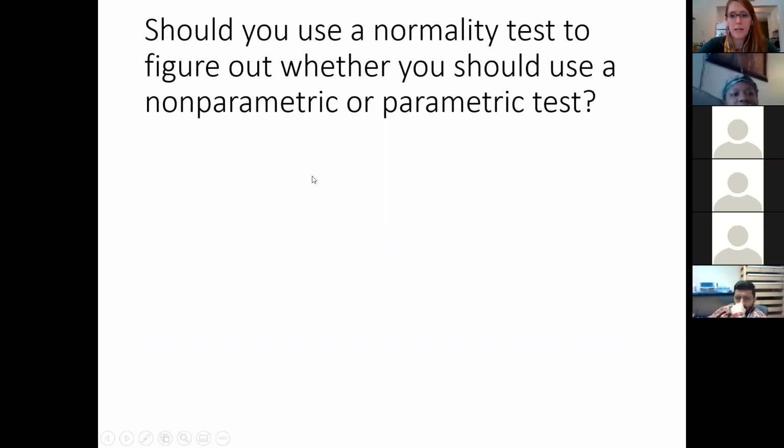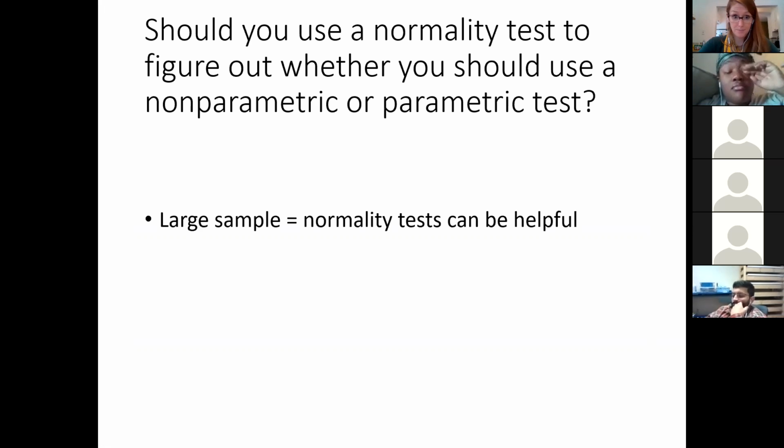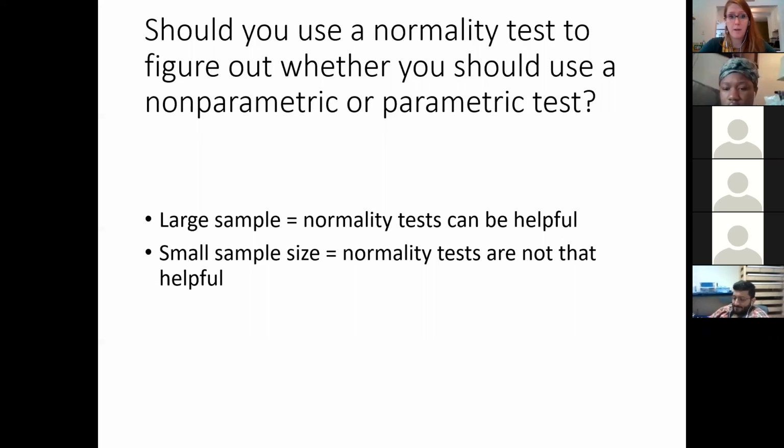Okay, so going back to what we learned in the beginning, we talked about normality tests, right? So should you use a normality test to figure out whether you should use a non-parametric or parametric test? Again, if you have a large sample size, normality tests can be very helpful because they do a good job of testing for normality. If you have a small sample size, they're not necessarily that helpful. So over and over again, with small sample sizes, you have to be really careful. And in biology, we use a lot of small sample sizes. So in the end, as long as you can assume the population has a normal distribution, you're probably going to end up using a parametric test.